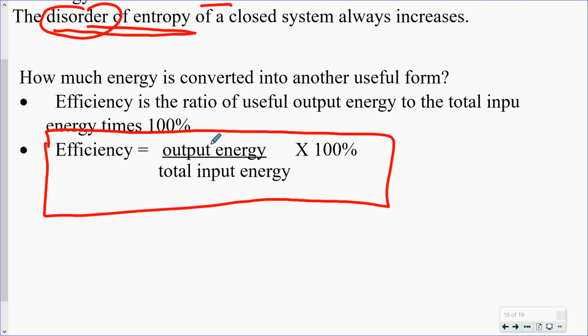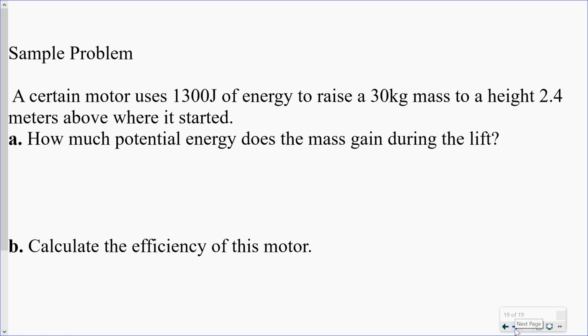What students always flip around is the output and the input. It is output divided by input, not the other way around. Input is the amount of energy that initially goes in. Output is the amount of useful energy that is generated in order to go ahead and do some work. So let's take a look at a problem here.